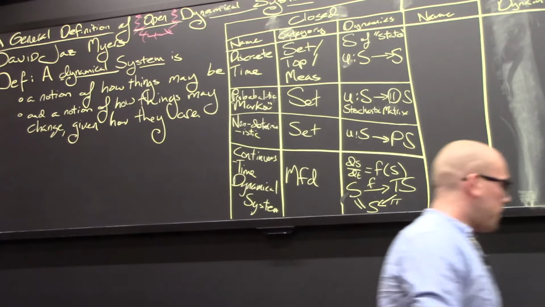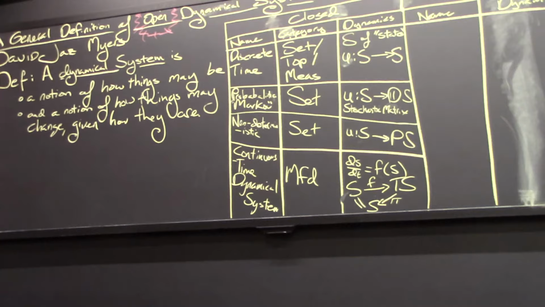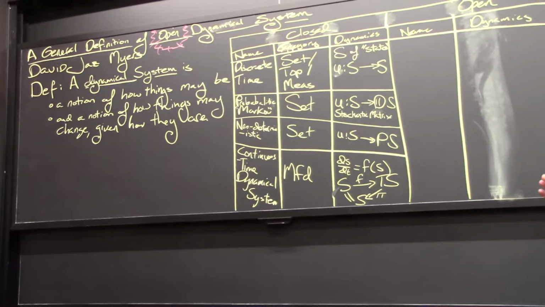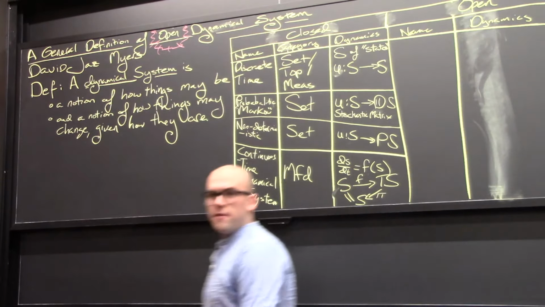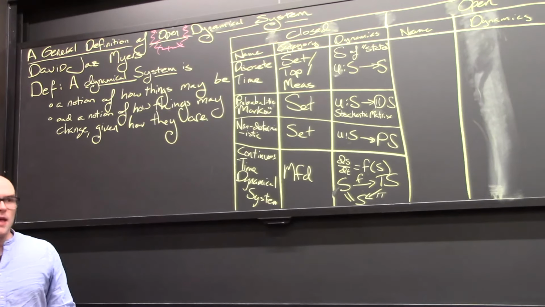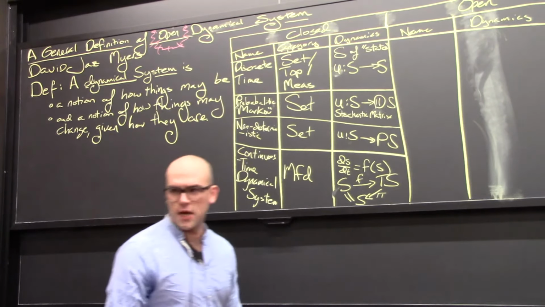So these are all closed dynamical systems. At the outset, when we model them, we've set up the dynamics. In this state, it will do this. This is how it's going to change.